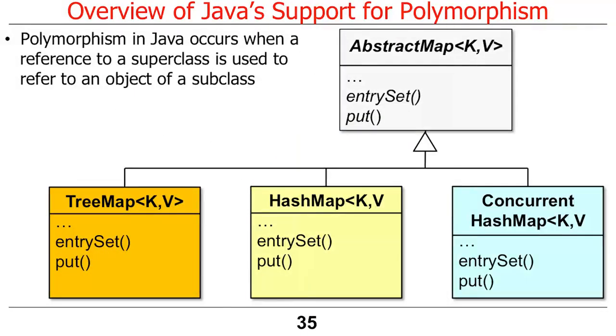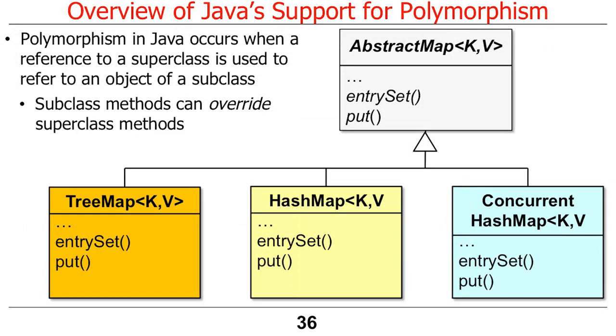Java apps apply polymorphism when a reference to a superclass is used to refer to an instance of a subclass. Methods in the subclass can selectively override methods with identical signatures defined in a superclass, thereby customizing their behavior to achieve the desired subclass semantics.